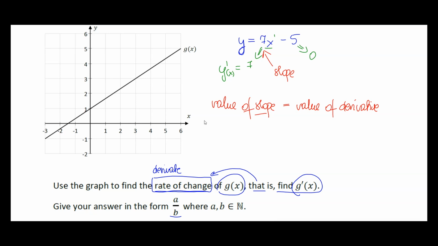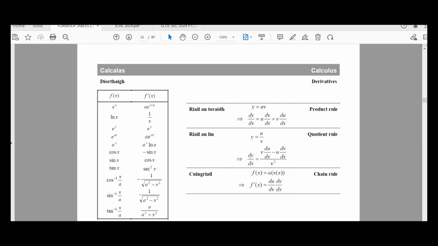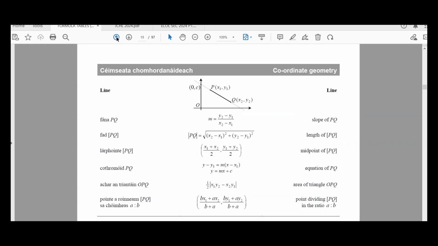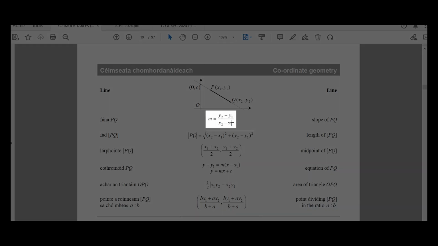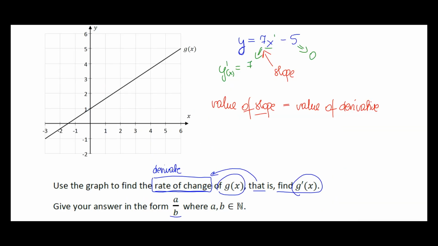How do we calculate the slope? In our maths tables, we have a formula in coordinate geometry. Where is that? There it is. We have a formula for the slope. So what do I need in order to calculate the slope? Well, I need 2 points, isn't it? How do I get 2 points? In this case, I can look at my graph and take any 2 points that are really well readable.